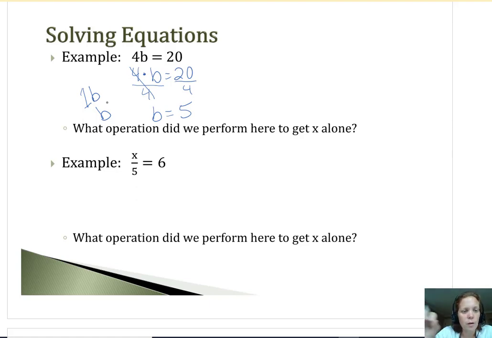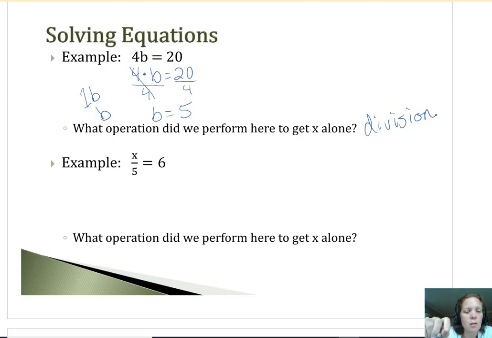So if we have something multiplied by the variable and we want to move that thing, we can divide it to the other side. If I divide by 4 on the left side, I have to divide by 4 on the right. 20 divided by 4 is 5. So this was a multiplication problem, and I did division to get b alone. Okay, now the last one.